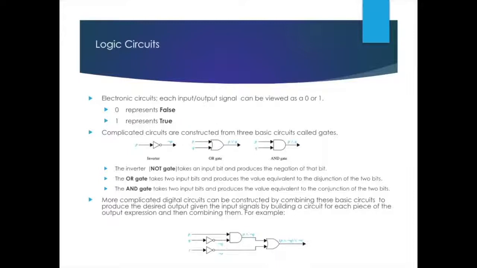The OR gate is basically the OR, and the AND gate is basically the AND that we discussed. So the inverter, the NOT gate, takes an input bit and produces the negation of the bit. The OR gate takes two inputs and produces the equivalent of the disjunction of two bits. The AND gate takes two inputs and produces the equivalent of the conjunction of two bits, and this is basically a simple one. When you speak about a compound statement, we are speaking about a compound circuit similar to the one here in the diagram. When we have P and not Q, we take that value and make an OR gate with not R to give you a final outcome result.